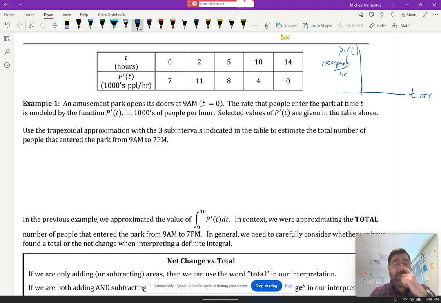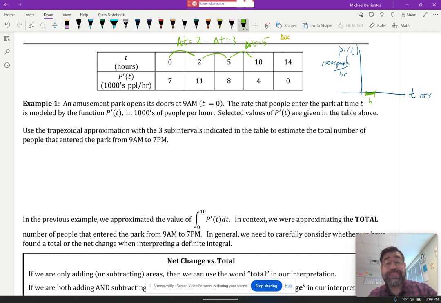Now, because I'm looking at it this way, or because I'm drawing this, I now see my delta x is really my height. So I need to find the delta x. Now remember, they want me to do 3 subintervals. So here's one subinterval. It has a delta t of 2. Here's another subinterval. It has a delta t of 3. And here's another interval from 7 to 9. From here to here, this would be delta t is equal to 5.